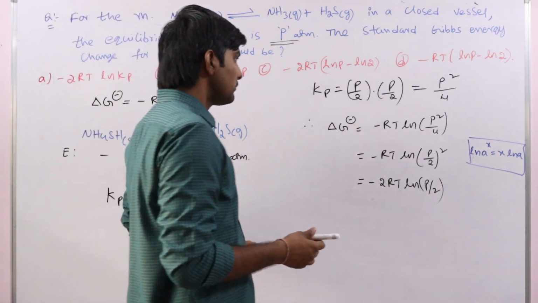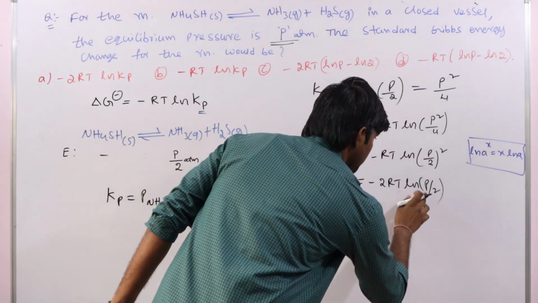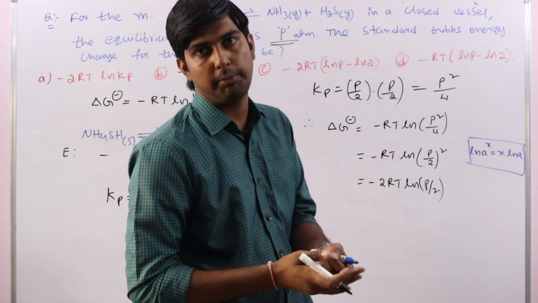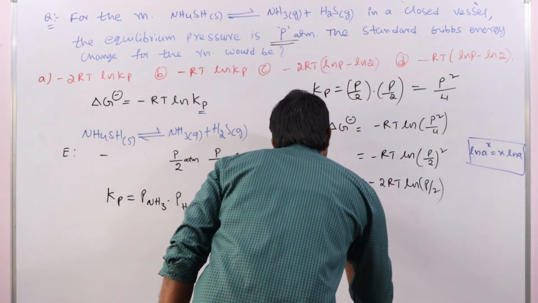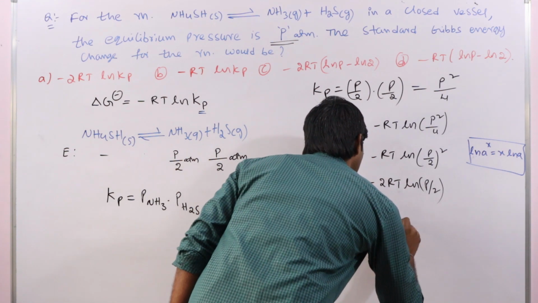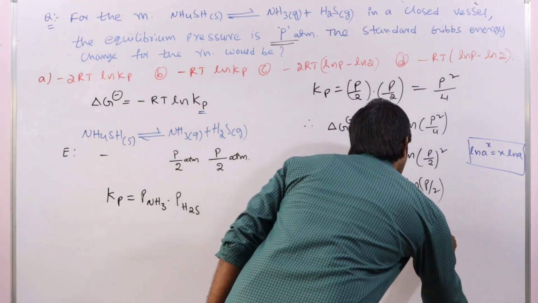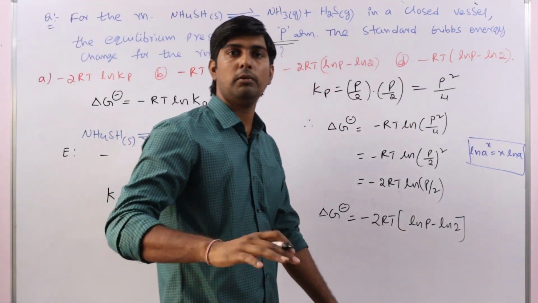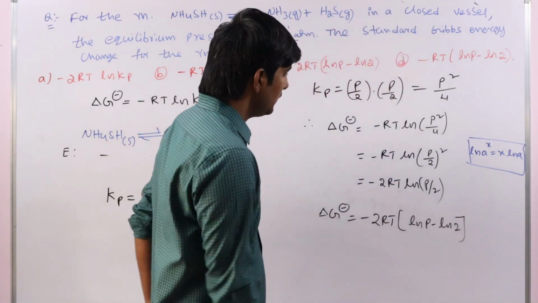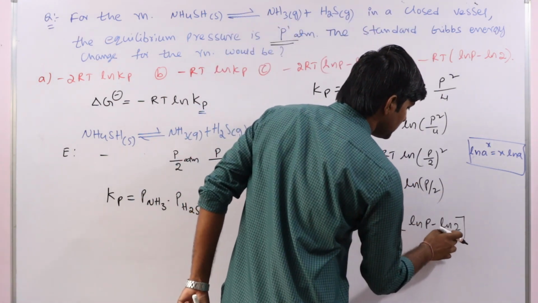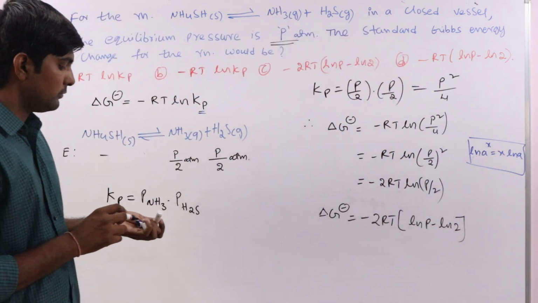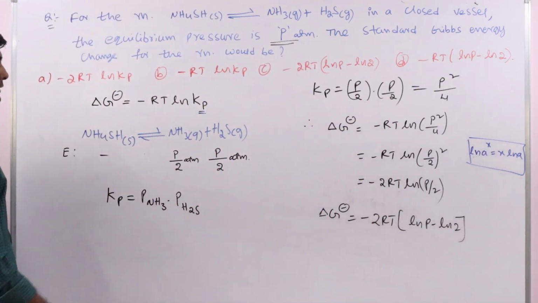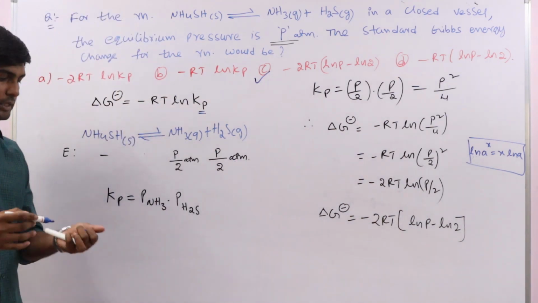Now this is in the form of log a by b, and log a by b means log a minus log b. Therefore we get delta G naught equal to minus 2RT (ln P minus ln 2). Ln of a by b equals ln a minus ln b, so ln of P by 2 means ln P minus ln 2. This is the delta G naught value. Now look at the options. This is the answer, option C.